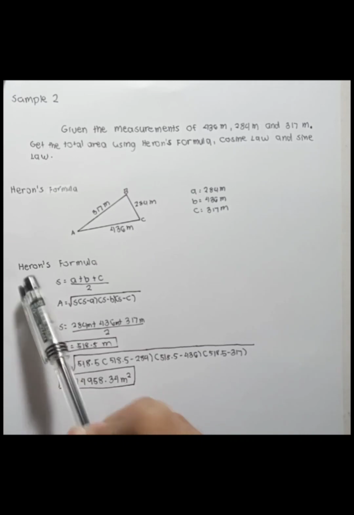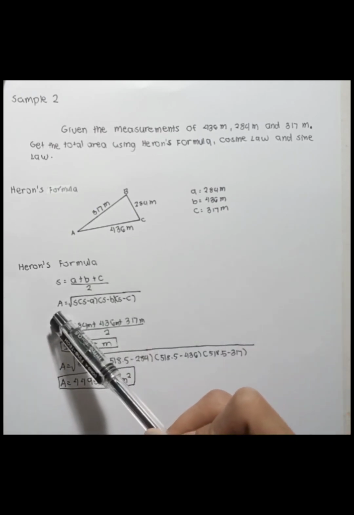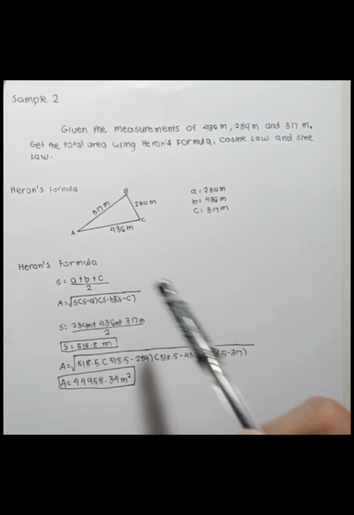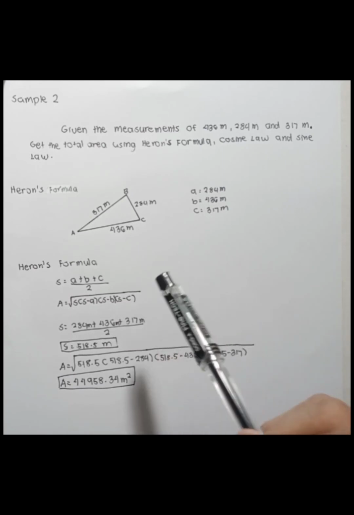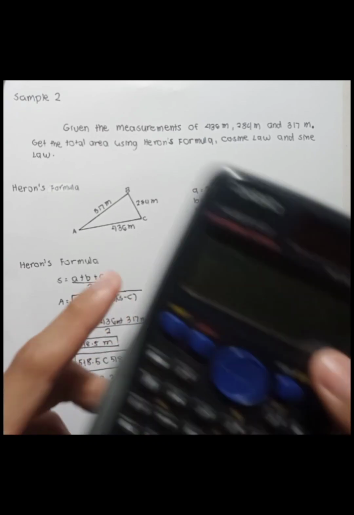Using Heron's formula, you'll use S is equal to A plus B plus C all over 2. And to get the total area, we will use square root of S times S minus A times S minus B times S minus C. Okay, S muna yung hanapin natin, okay? 284 plus 436 plus 317 over 2, and we will get the answer of 518.5.